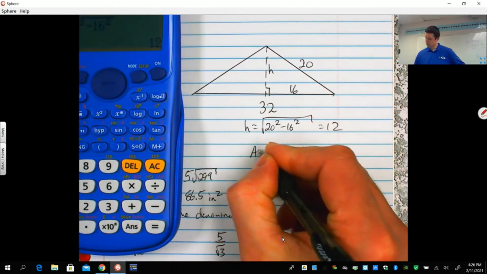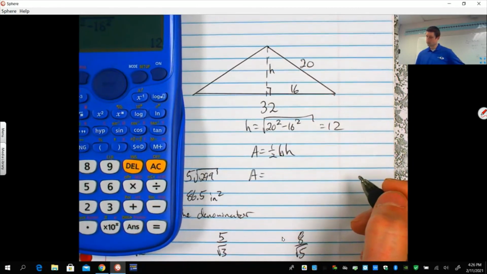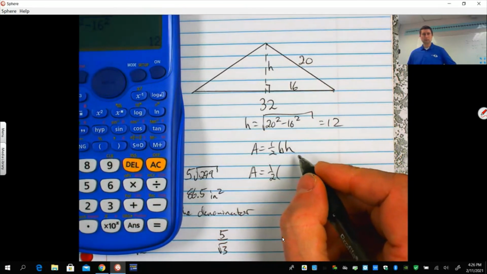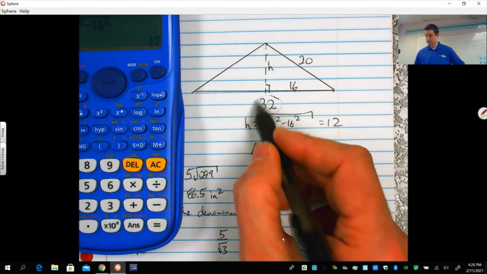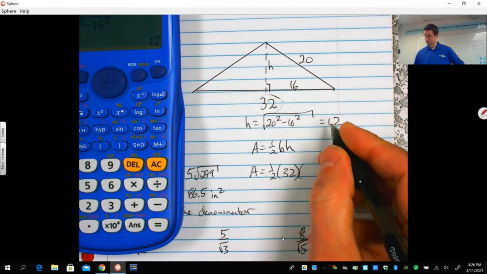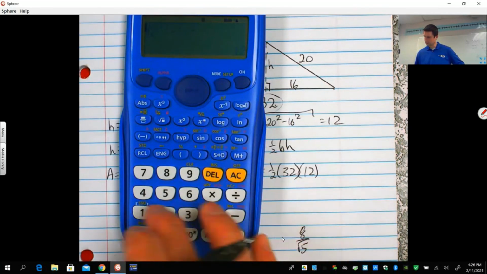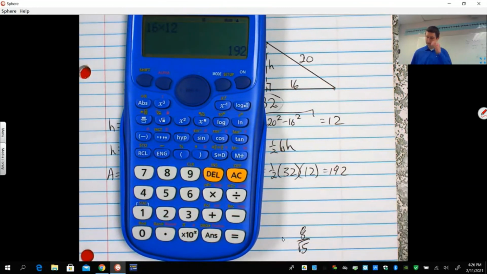So our area is 1/2 base times height. Okay, see if you can figure this out. 1/2. The base, what number do you put for the base? You go back to the big 32. Big 32, times your height, which is 12. So 1/2 of 32 times 12, that's 16 times 12. And we get 192 square feet, whatever it is there.